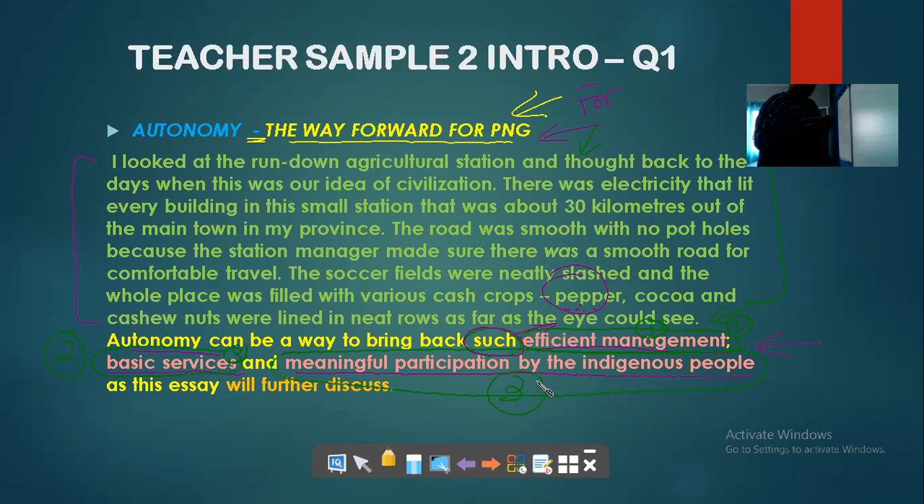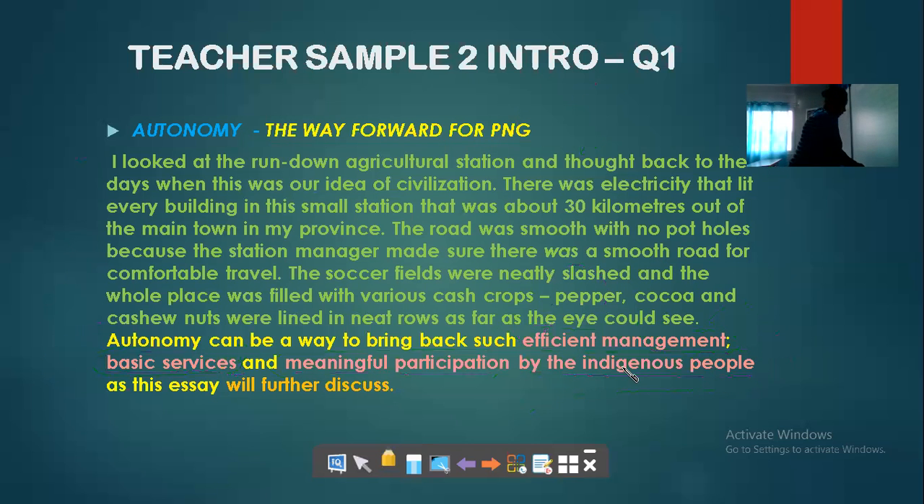And so each one of them creates a main idea in my body, and I will have to provide details or explanations of how they connect to autonomy, how they can create this autonomy to be a way to bring back what was once in the past. All right? So you can use an anecdote this way. There are many other approaches you can use. I'll go to the next one.